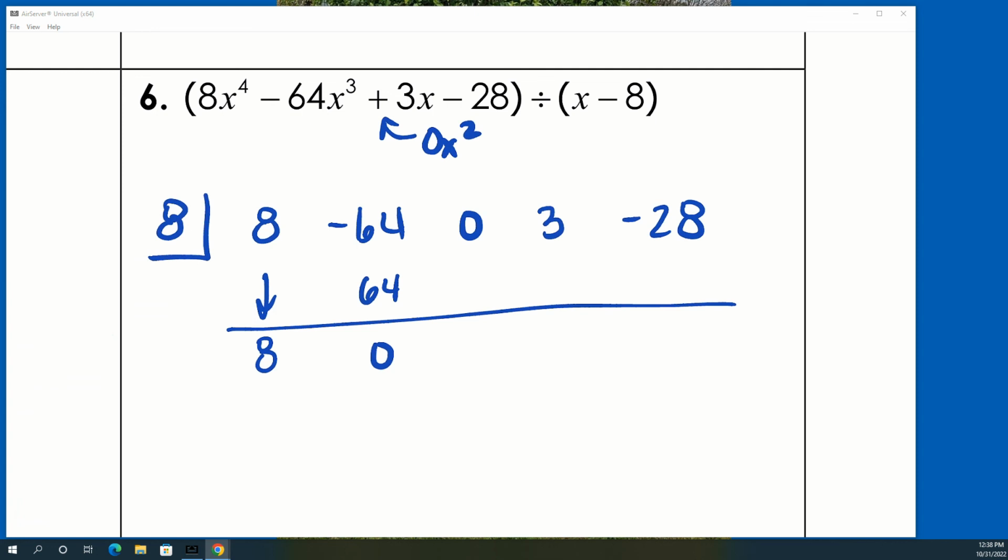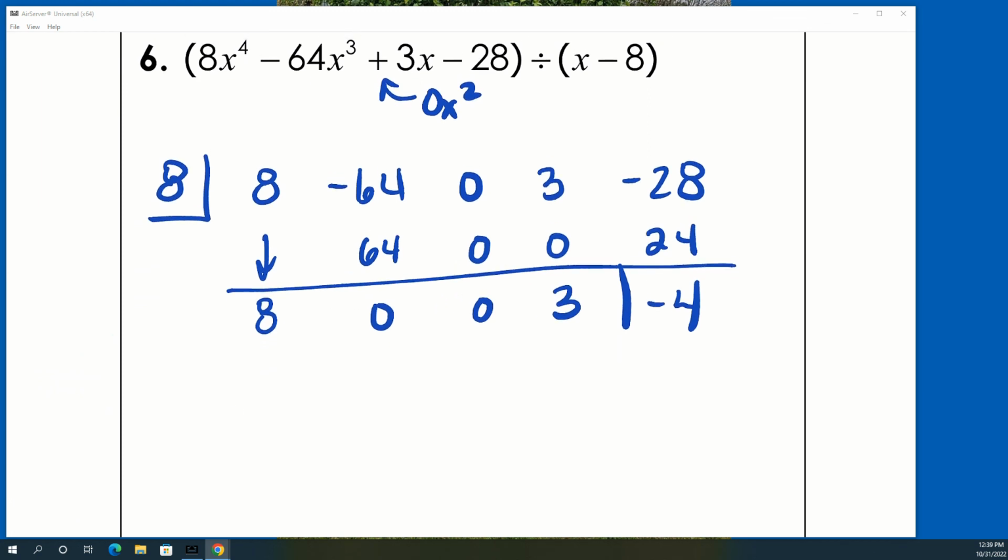And then 8 times 0 is 0, and we add and we get 0 again. Then 8 times 0 is 0, and we add and we get 3. And then 8 times 3 is 24. Now, synthetic division goes really fast when you have zeros because it's super easy to multiply by 0 in your head.